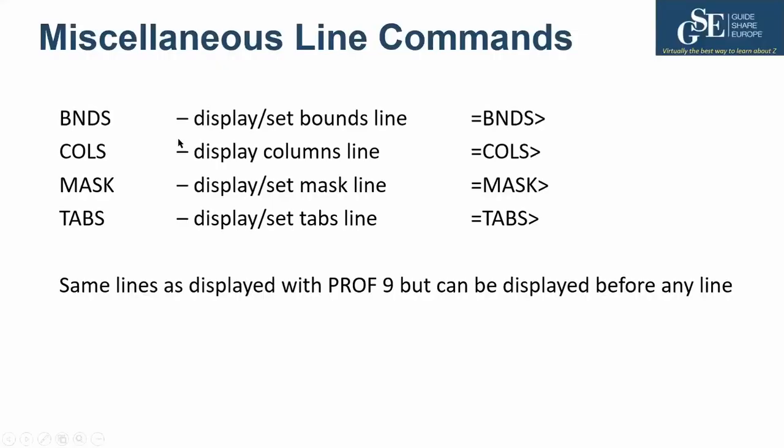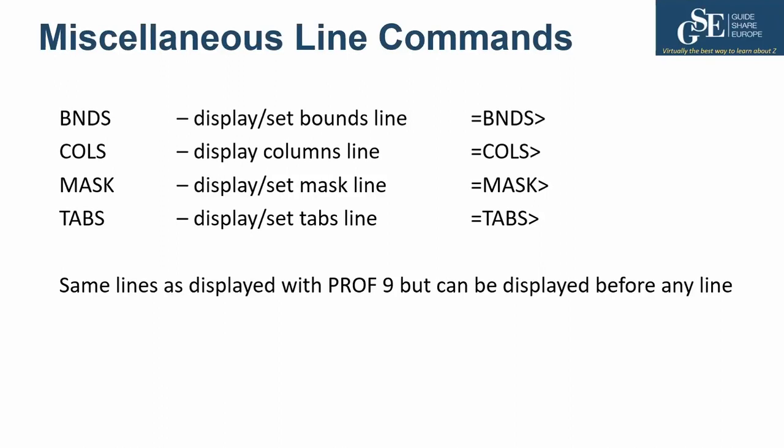There are a number of miscellaneous line commands. The bounds command I mentioned before, it will bring up a left and right, or less than and greater than sign, and you can overtype that line to set the different bounds. There's also a bounds primary command that you can just directly say, I want these columns. The columns command, and then the mask command, if you want to have a set of characters always to be put in the same spot.